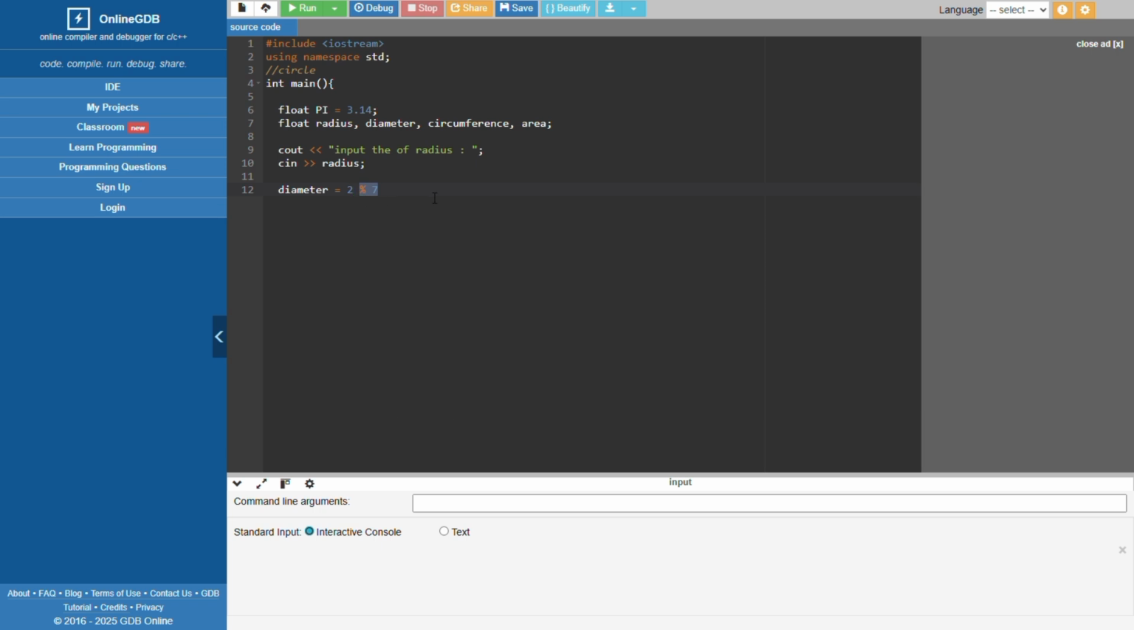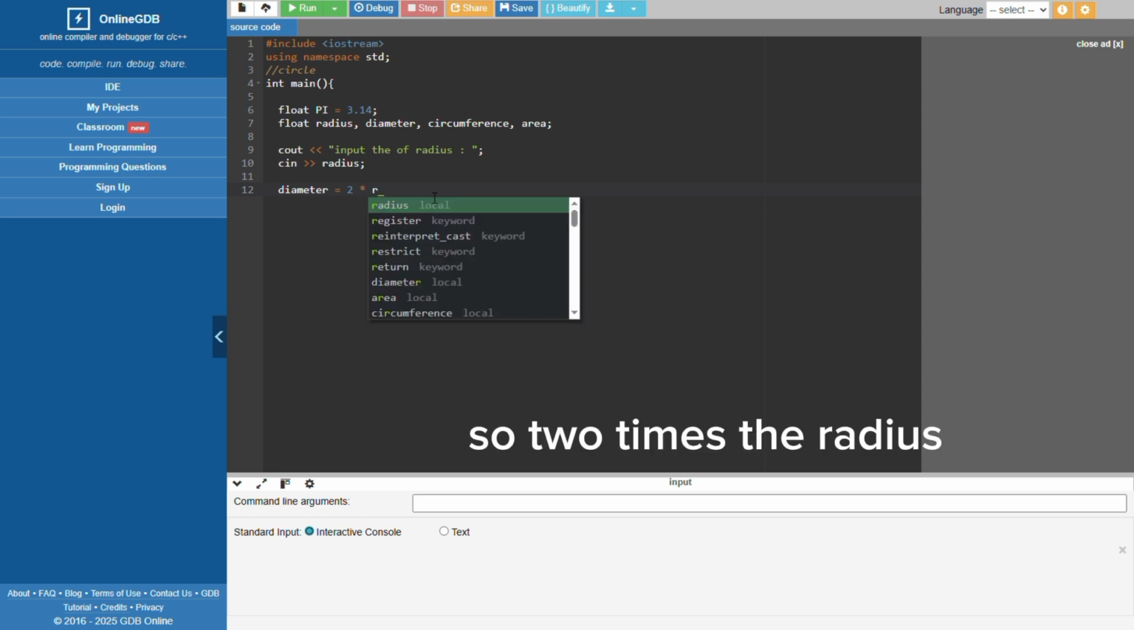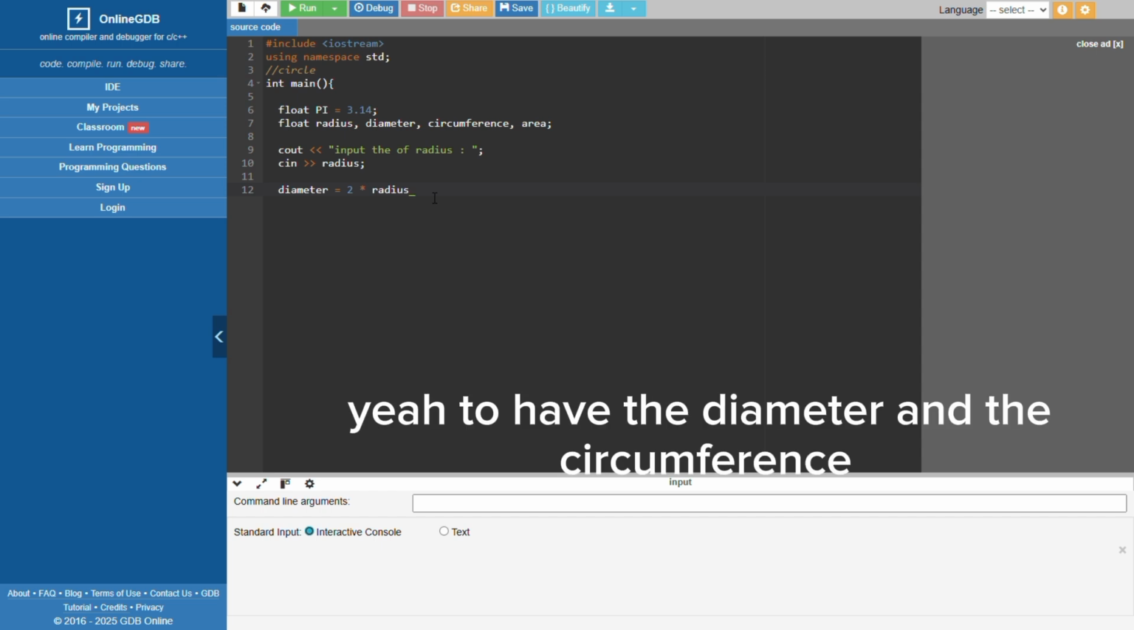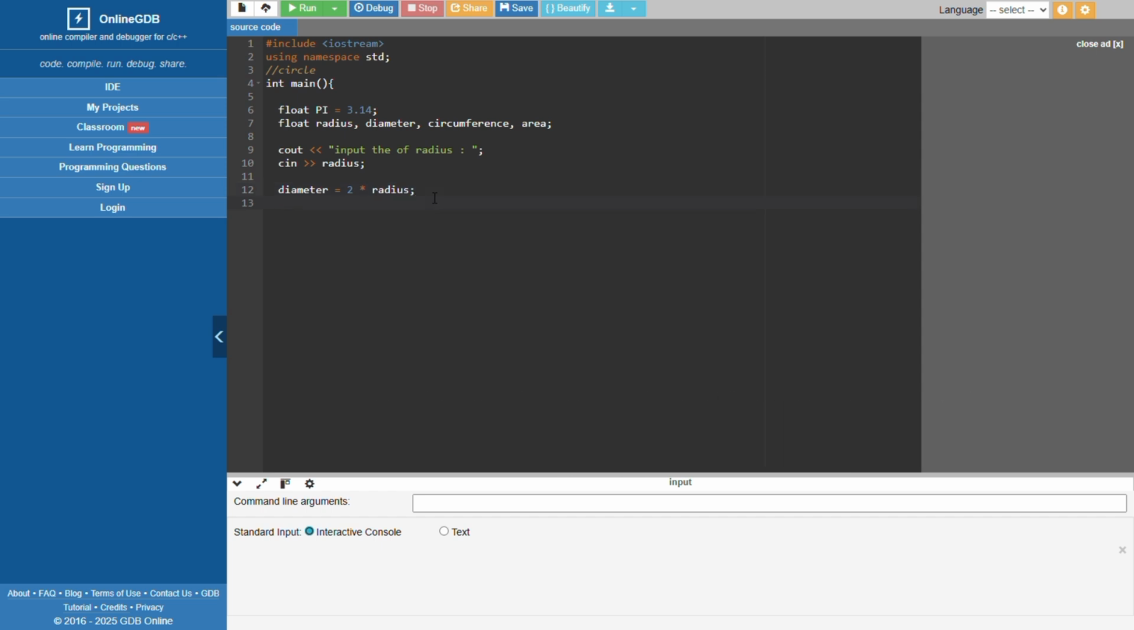So we'll continue with the diameter: 2 times the radius. Then the circumference: 2 times the pi and the radius.